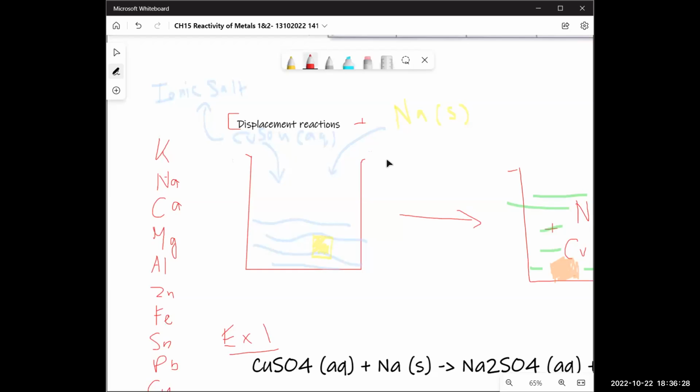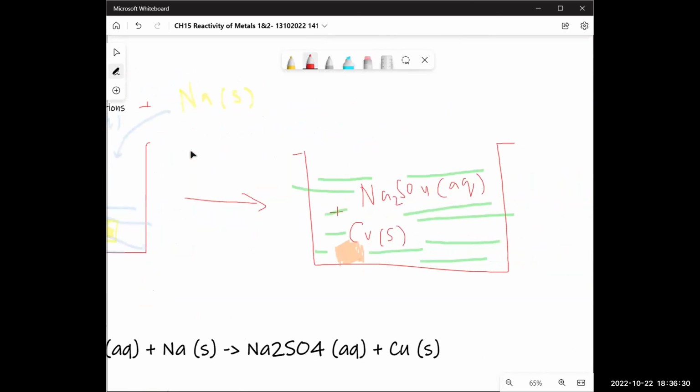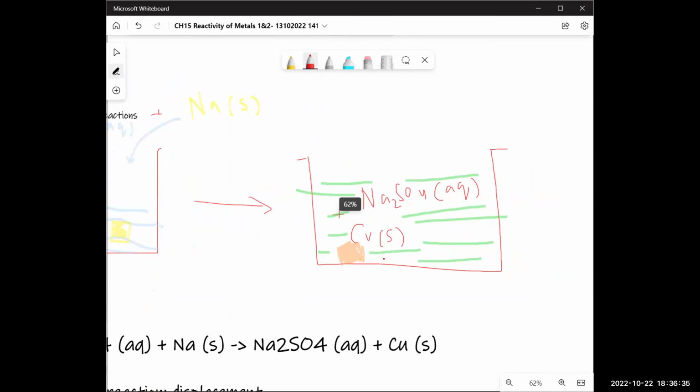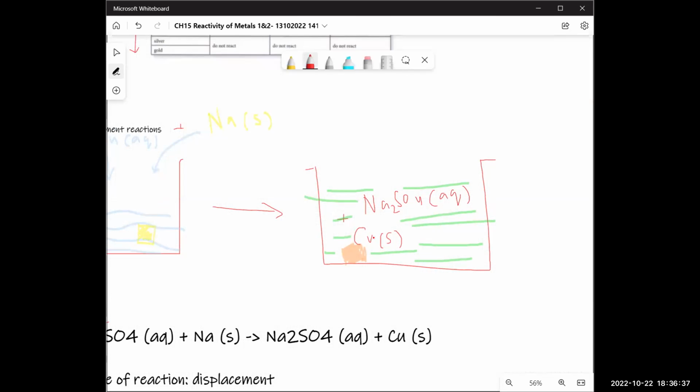What happens is the solution then becomes Na2SO4, or sodium sulfate, and we get copper solid. So from the solution, copper is displaced, or we can also say replaced, but don't write that in the exam. Copper is left alone, and sodium takes the place of copper in the solution. So you'll see a few things happening. Color change happens. You'll see a solid may form, like copper.